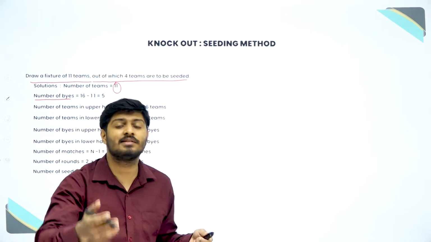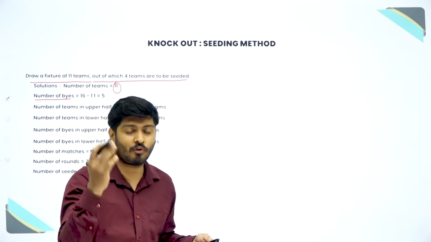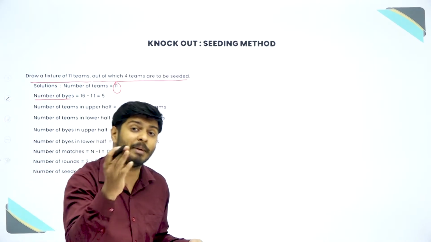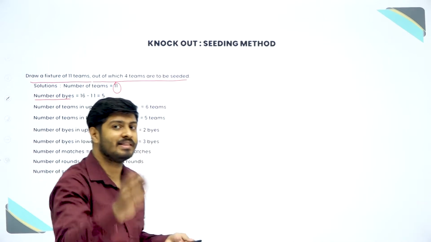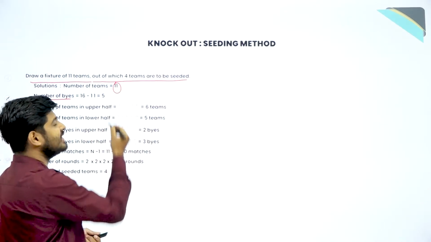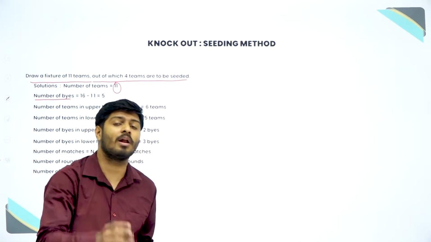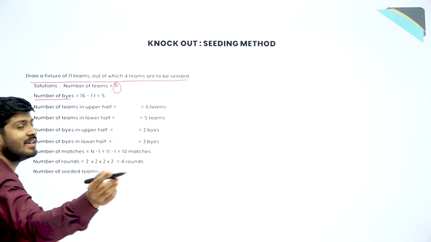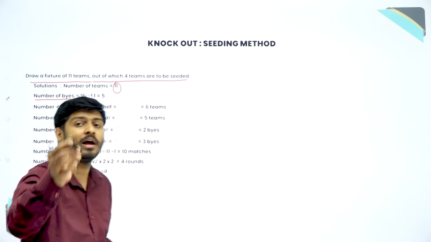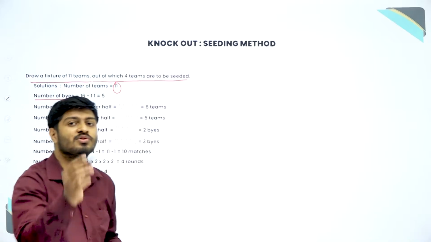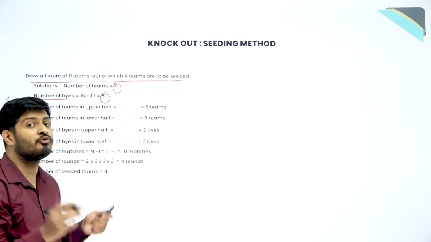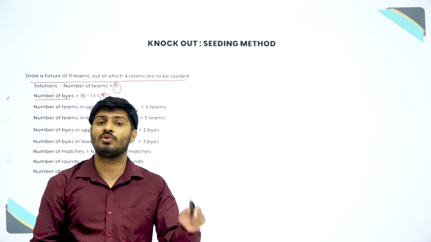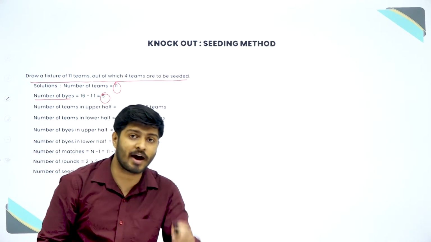What is the highest number in the power of 2 coming closest to the total number of teams here? That is again 16, which means 2 raised to the power 4. 16 is the next highest number closest to the total number of teams. So 16 minus 11, you get 5. So we have 5 byes here.